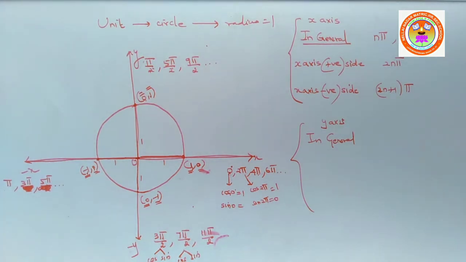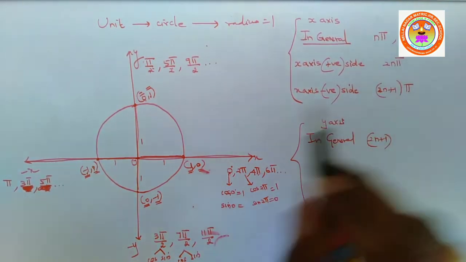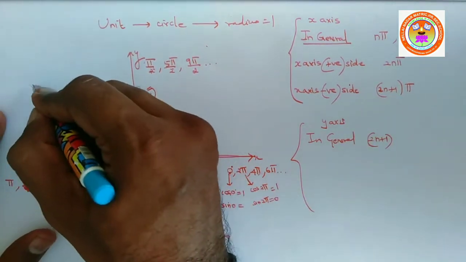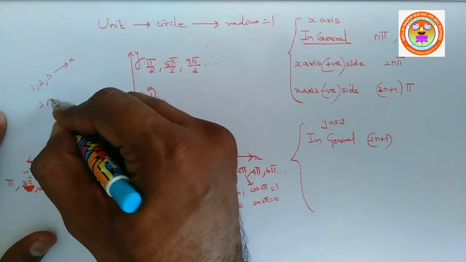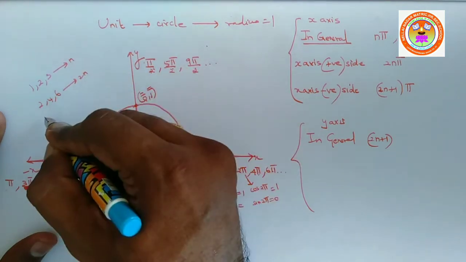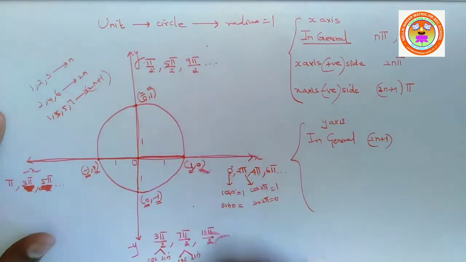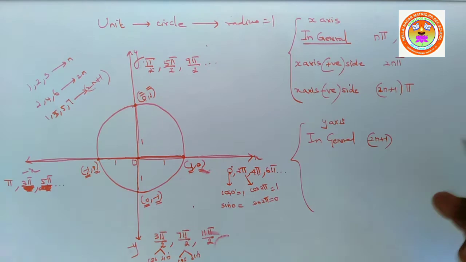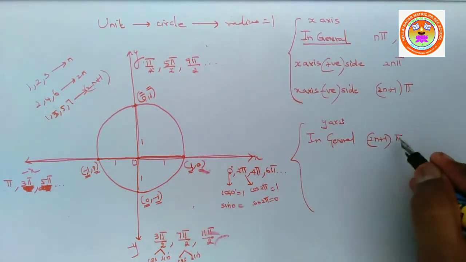For odd numbers, you know how to write: the odd number is 2n plus 1. This is also an odd number: pi, 3 pi, 1, 3, 5. I have told you 1, 2, 3 is nothing but n, and 2, 4, 6 you can write as 2n. 1, 3, 5, 7 you can write as 2n plus 1. This is the order. Leave pi by 2 and write it last: 1, 3, 5, 7, so 2n plus 1, after it pi by 2. In general, this is pi by 2.